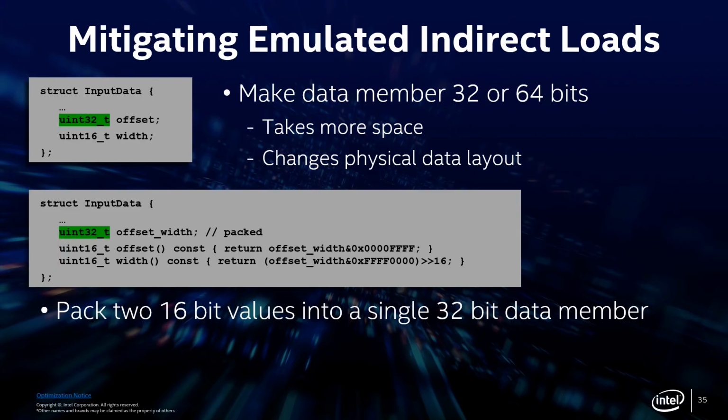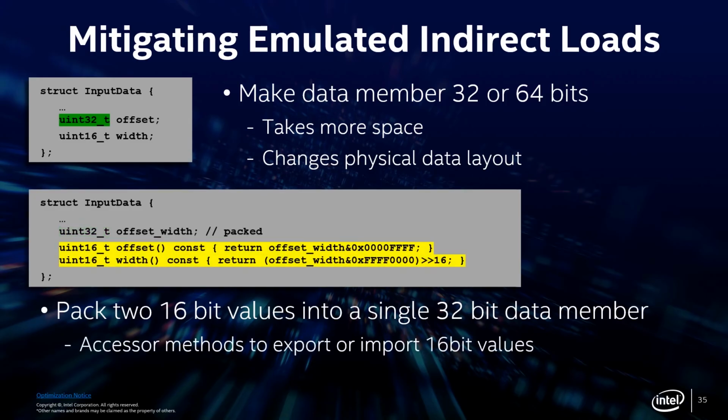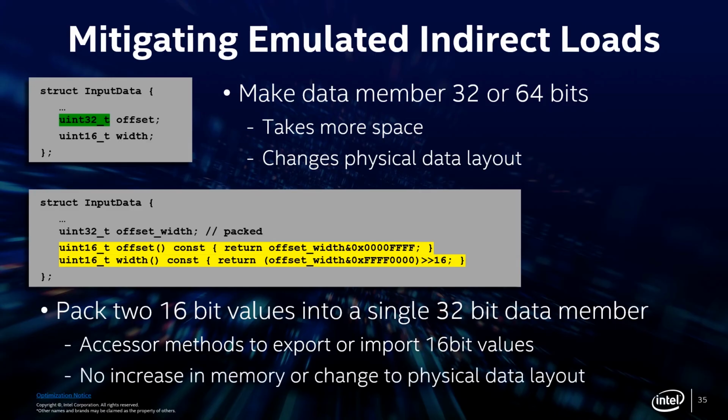Another approach is to have a 32-bit value with multiple smaller values packed inside of it. In our example, offset and width are combined into a single 32-bit data member. We then need to use access methods to read the 32-bit value, mask off the unneeded bits, and shift the remaining bits down. The point is all the memory accesses will happen as 32 bits, and the masking and shifting will happen in registers, and that's SIMD friendly. The result is the in-memory data layout is the same. There's no increase in memory size taken.